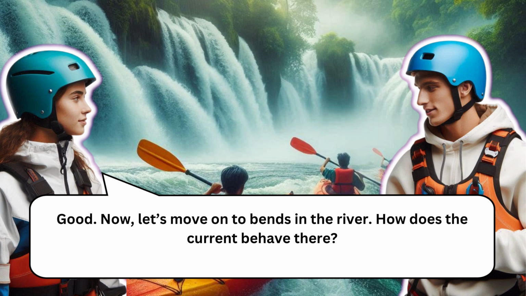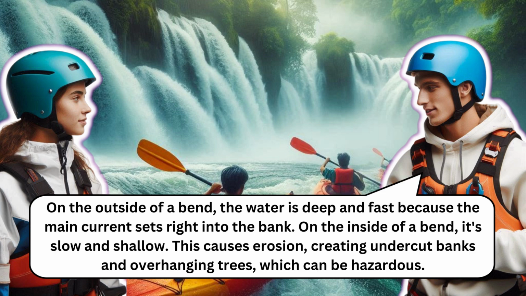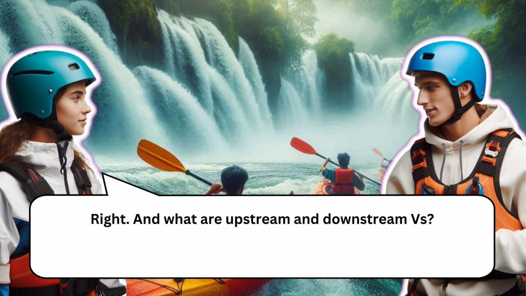How does the current behave there? On the outside of a bend, the water is deep and fast because the main current sets right into the bank. On the inside of a bend, it's slow and shallow. This causes erosion, creating undercut banks and overhanging trees, which can be hazardous. Right. And what is an upstream and a downstream V?